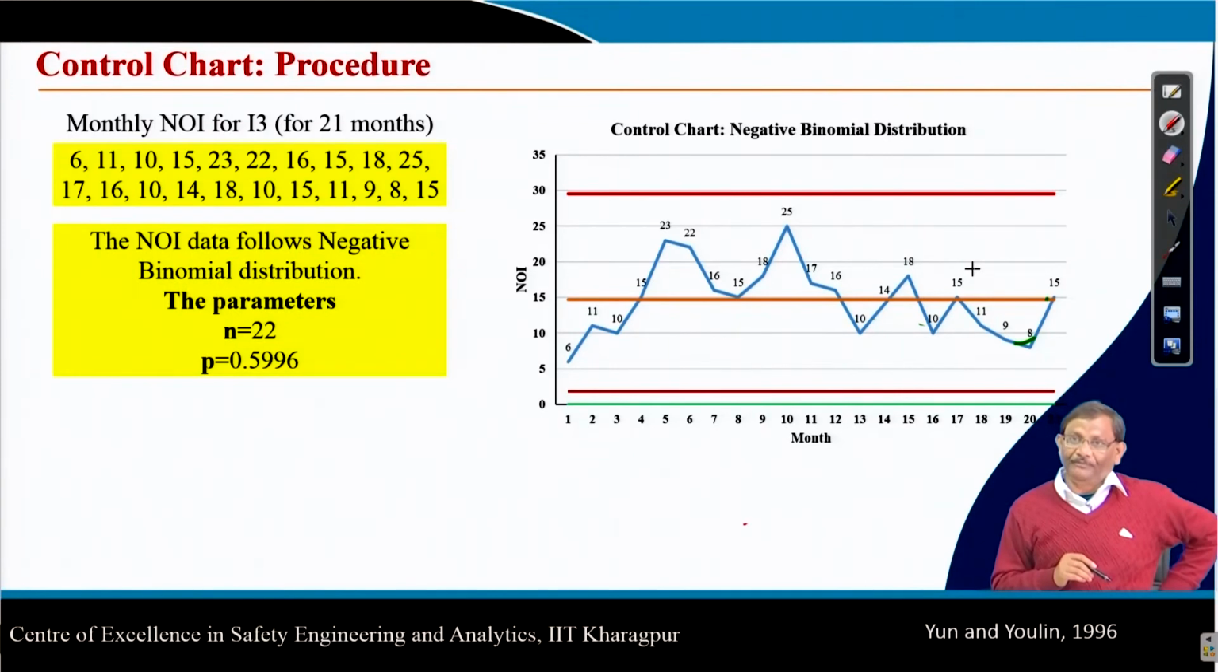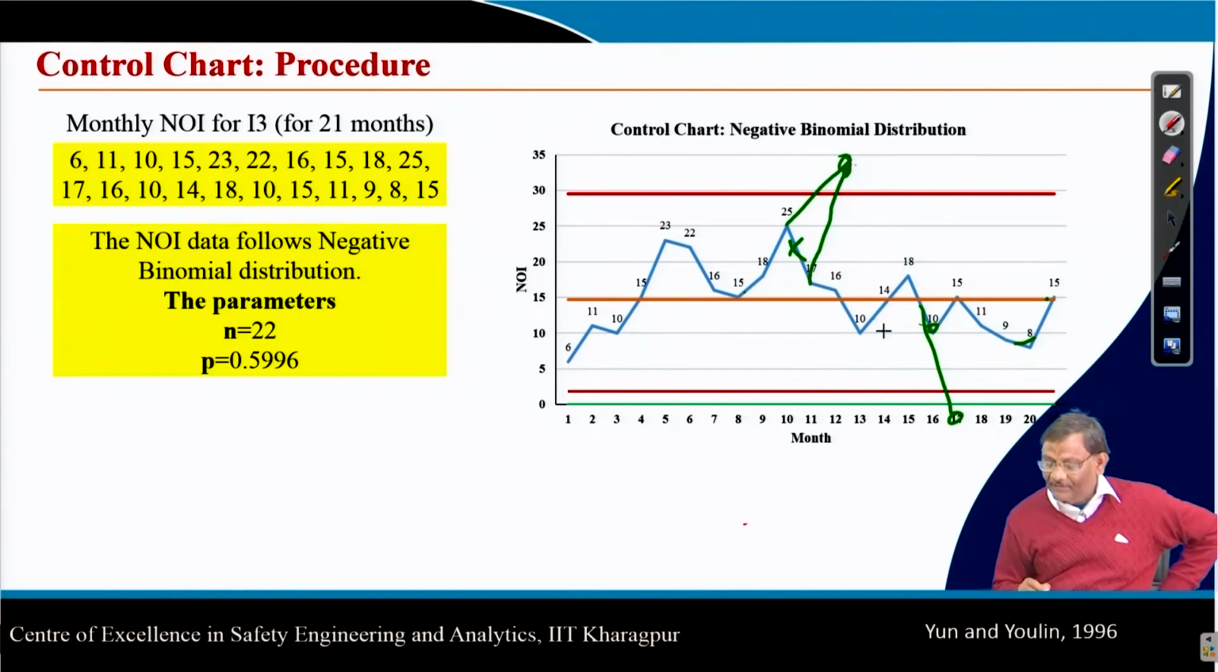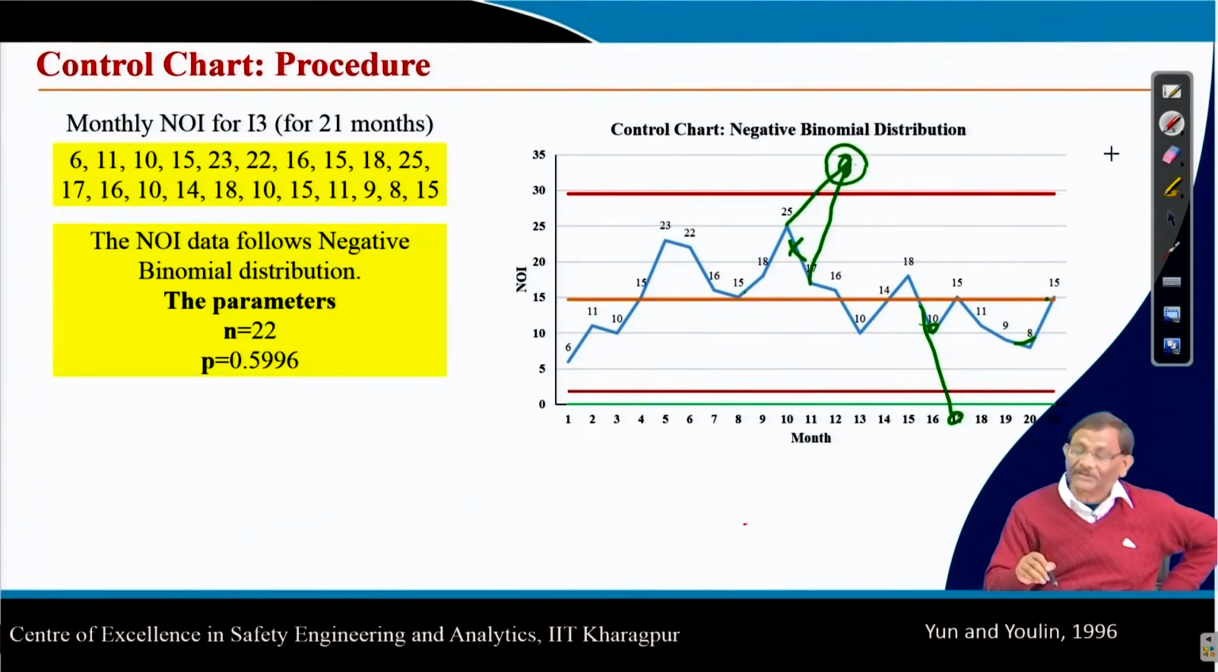and they are random also. But it may so happen that you find this, but suddenly you find some point is there, or some point is here in the run chart. So that means this one is beyond the UCL, and this is beyond the LCL.